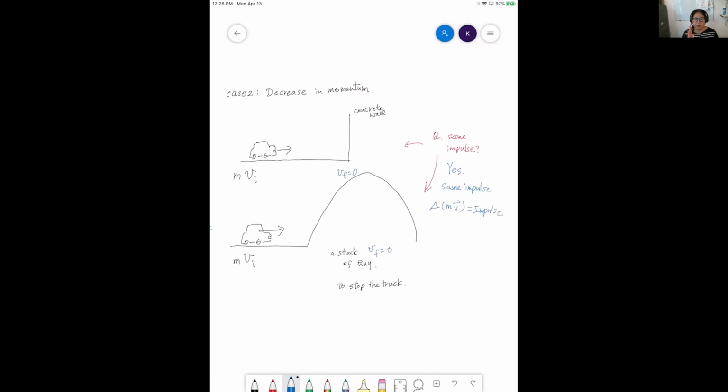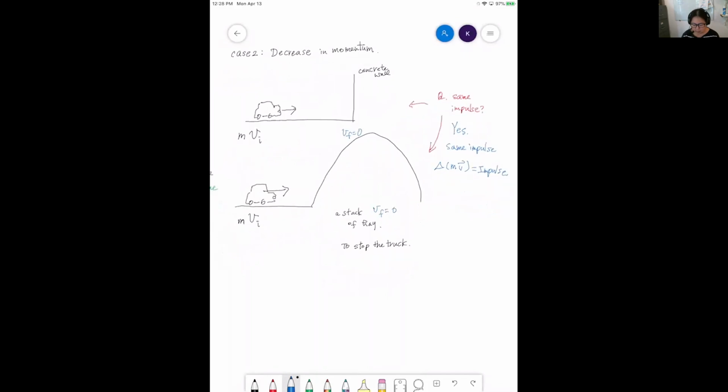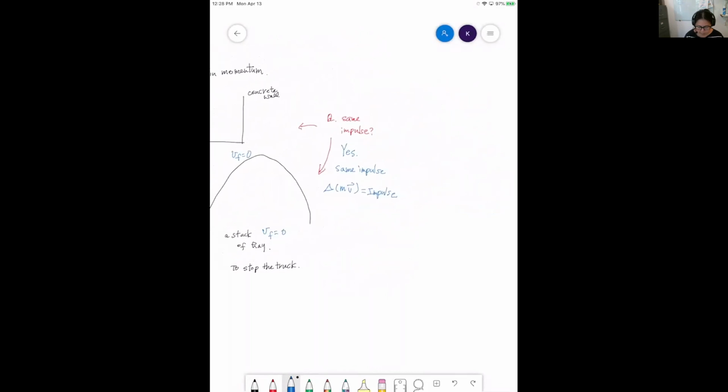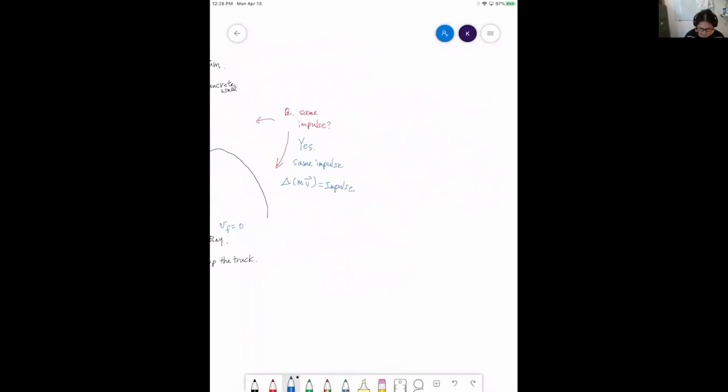But you know that it's going to make a big difference whether you hit the concrete wall or the stack of hay. Obviously, you're going to pick the stack of hay to stop the car, right? You're not going to choose the concrete wall, even though they have the same impulse. The reason why it's different is this. Either way, we have the same impulse. Changing momentum is the same.